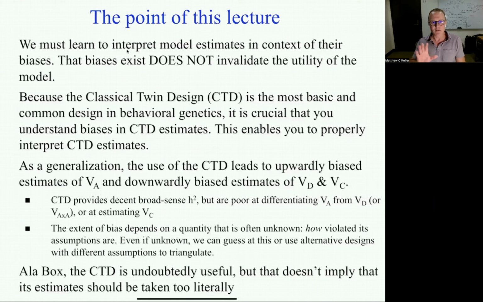Now, the extent of the biases from the CTD depend on the quantity that is often unknown, which is how violated those assumptions are. Even if unknown, we can guess at what those biases might be or how violated those assumptions might be just using logic, or we could try to use alternative designs that don't require the same assumptions as the classical twin design in order to triangulate to estimates that are more accurate or more reflective of the real world. So back to Box, the CTD is undoubtedly a useful tool, but that doesn't imply that its estimates should be taken too literally.